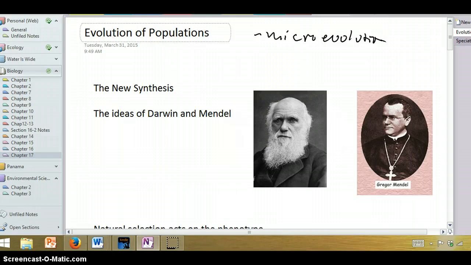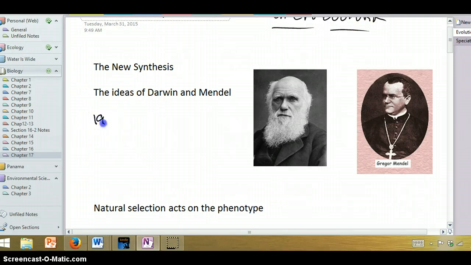The study of this got started in the early 20th century, around the 1920s, during what became known as the new synthesis. This was when Darwin's ideas on evolution and Mendel's studies of genetics were brought together. Because even though Darwin and Mendel were contemporaries, alive at the same time, they were in different parts of Europe, spoke different languages, and really were not aware of each other's work.